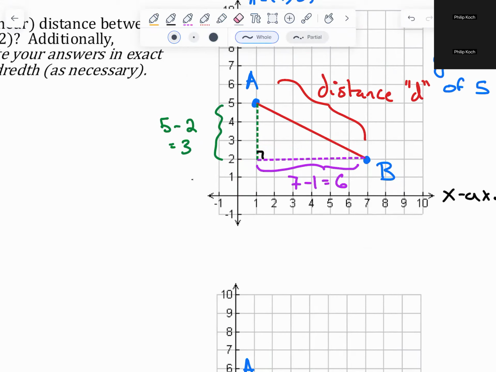And why am I mentioning that? Well, the purple is the difference in the x coordinates, and the green, even though it's kind of hard to see this green, the green is the difference in the y coordinates. That'll play a role in a second.